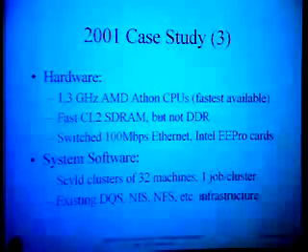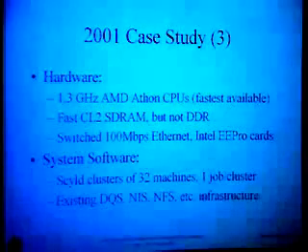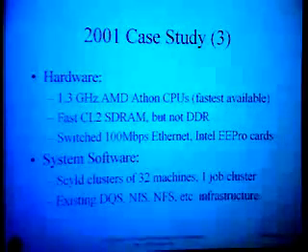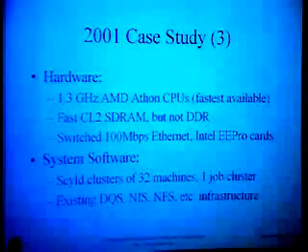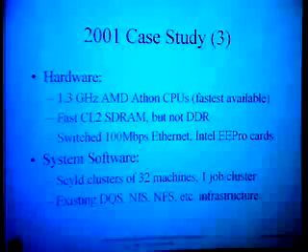Particularly, we have 3 clusters of 32 machines. One job runs on each cluster at a time. If you want to run on them, you submit your job to the queuing system, and you get to run on whatever cluster is available first for up to 24 hours. So it splits things up pretty well.